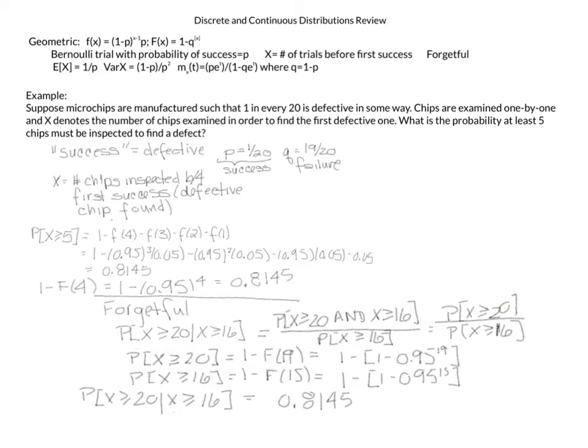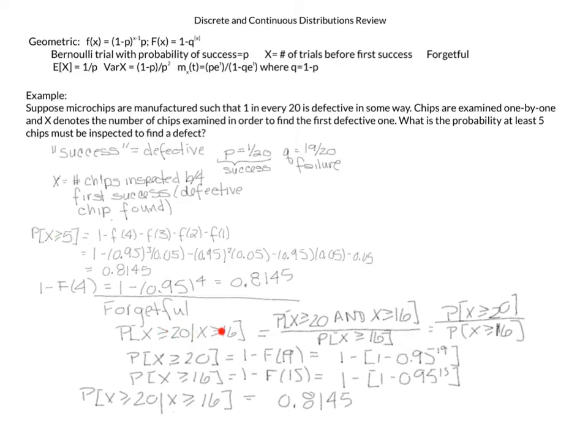To calculate these probabilities, I'm going to use the cumulative distribution function the same way I did over here for P of X is greater than or equal to 5, and I'm going to let that be 1 minus F of 19, and then 1 minus F of 15. I plug it into my formula for the cumulative distribution. In other words, there's 1 minus, and in this case the probability of failures, and there's 19 failures and there's 15 failures. So the answer I get by the time I do these calculations is 0.8145. And if you'll notice, that's the same thing as the probability of X being greater than or equal to 5.